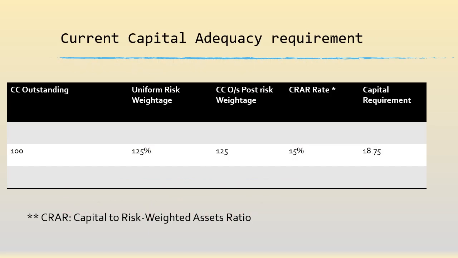So let's understand what the current capital adequacy requirement is. Let's assume that we have a credit card outstanding of 100. A uniform risk weightage of 125% is applied, which means the credit card outstanding becomes 125 rupees post the risk weightage. A CRAR rate of 15% is applied as per the regulatory guideline. The CRAR is nothing but the capital to risk weighted assets ratio. If you apply the 15% on 125, you arrive at 18.75, which will be the capital requirement. So this is how the current system works.